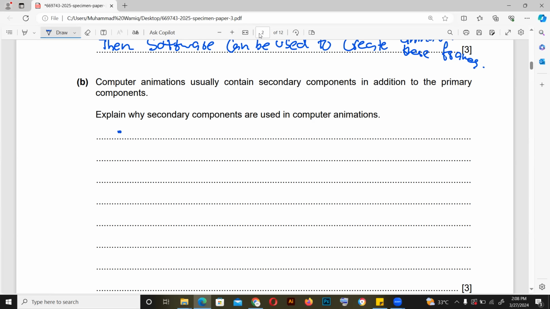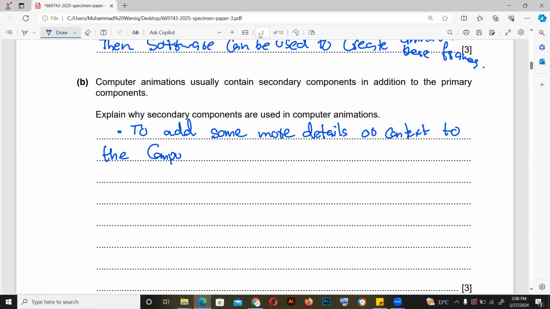The first reason could be that if I want to add some more details or context to the computer animation. I can also say that I use them to set the mode of the animation, if it is faster, or there can be different modes for that.